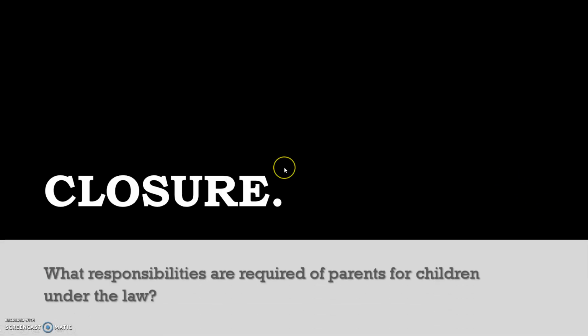All right, closure here. What responsibilities are required of parents for children in the law? Think about medical care, basic responsibilities, education. How does the law provide education? And think of some of the other criminal aspects that can happen too with children and parents as well. All right, and that'll help you answer your questions.